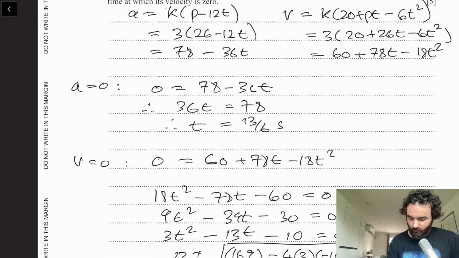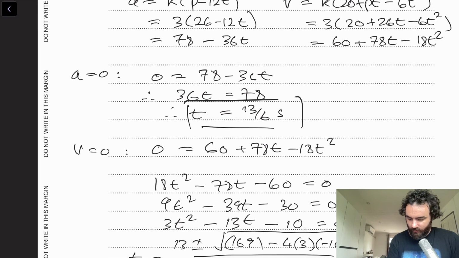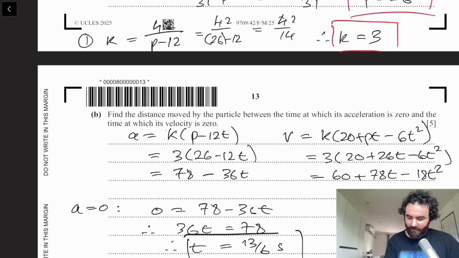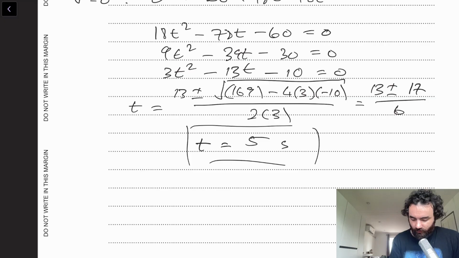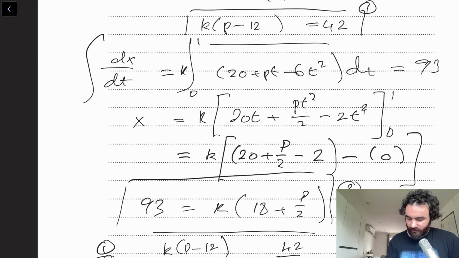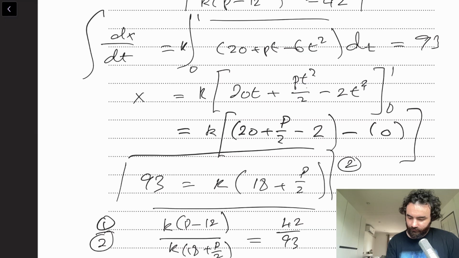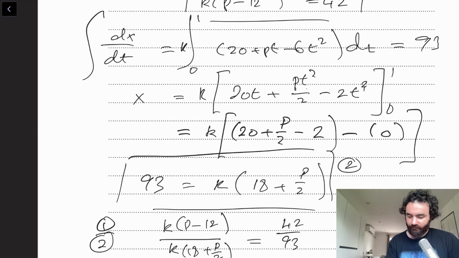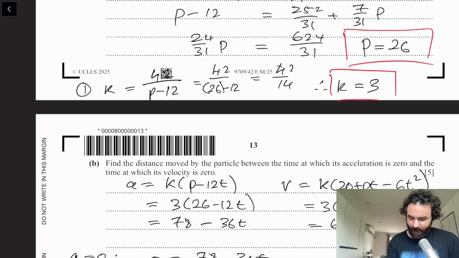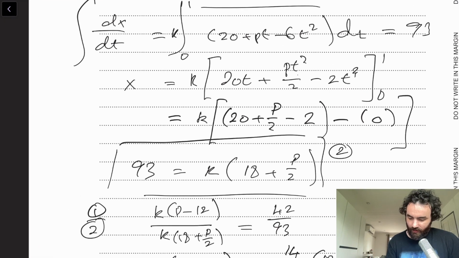Okay, here's our first one. So the distance moved between those two times. Our displacement we have already up here. X equals this thing. What is it? k20t.